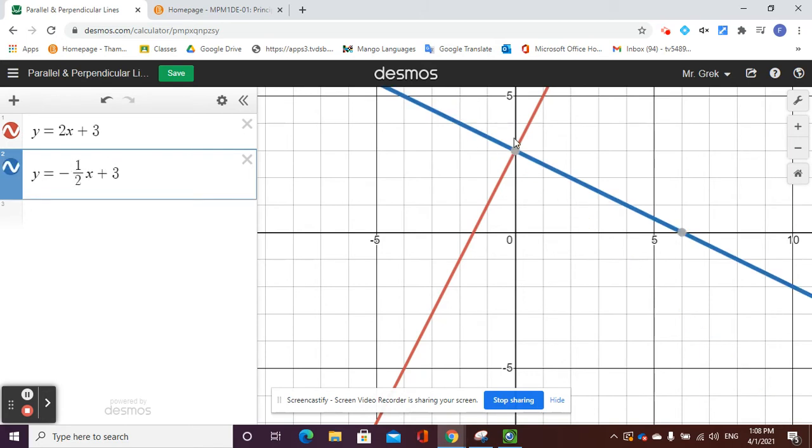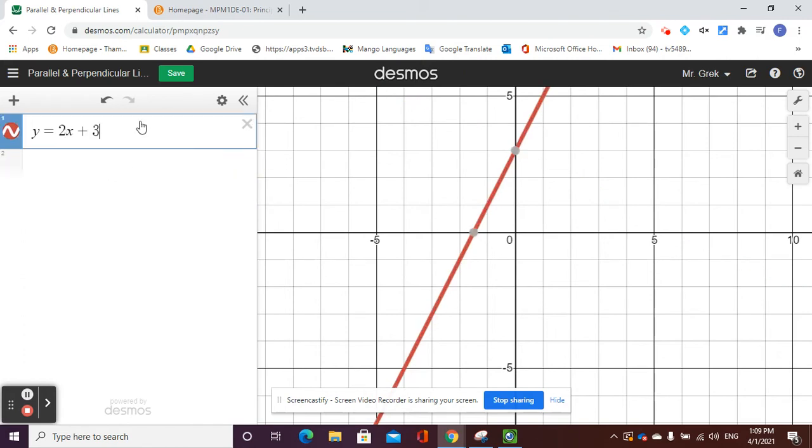And notice now I have two lines that are perpendicular. They meet at 90 degrees because their slopes are what we call negative reciprocals. So I need to always change the sign and also flip the denominator and the numerator of my fraction. So the reciprocal of 2 is 1/2. Let's look at another example.